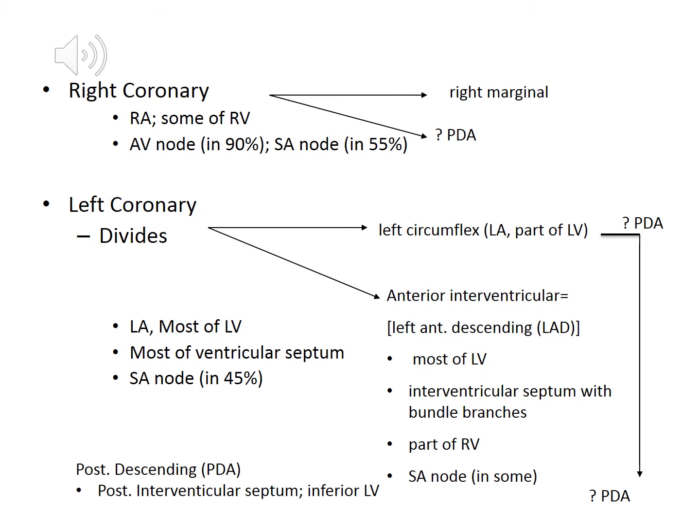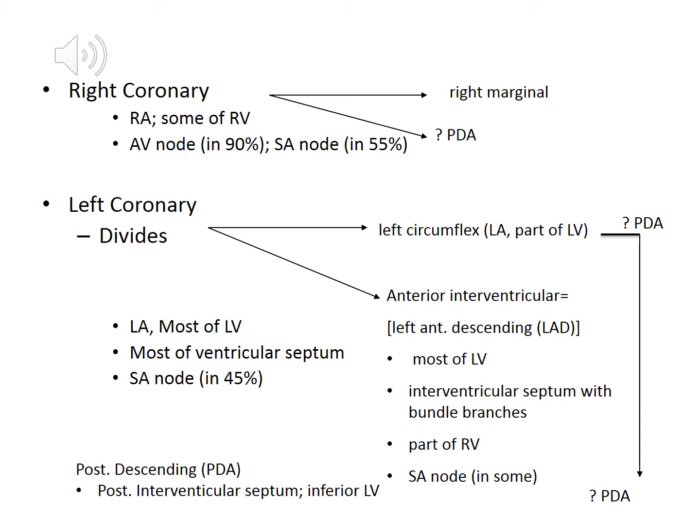This slide just shows the areas of the heart that the right and left coronary arteries and their branches supply. The right coronary artery gives off a branch, the right marginal. In some cases, the right coronary artery will then wrap around to the posterior aspect of the heart and form the posterior descending artery. The right coronary artery will supply the right atrium and will provide some blood supply to the right ventricle. The right coronary artery also provides blood supply to the AV node and to the SA node.